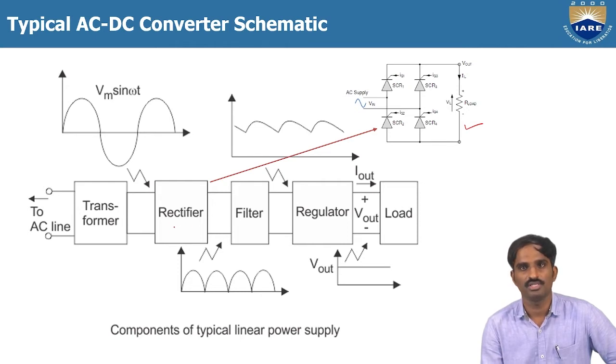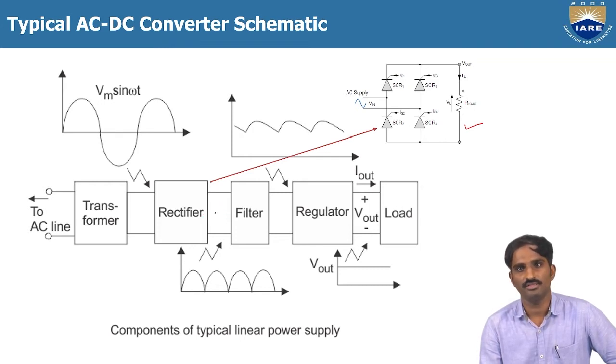So that's why we should take care of the input, how much voltage we are giving to the rectifier. That's why we are using the transformer. By using the transformer, we are stepping down the voltage, and that step down voltage we are giving to the rectifier. Then after the rectification, we will get the DC voltage.